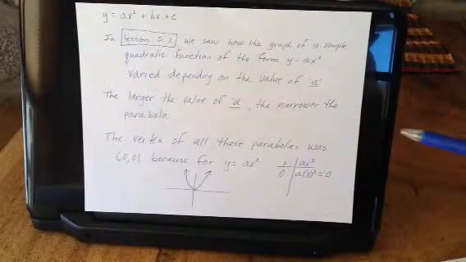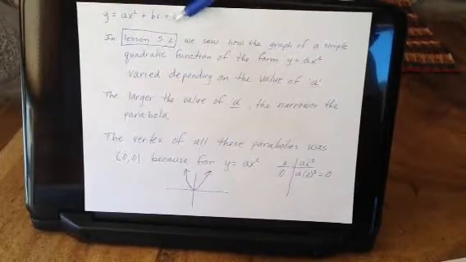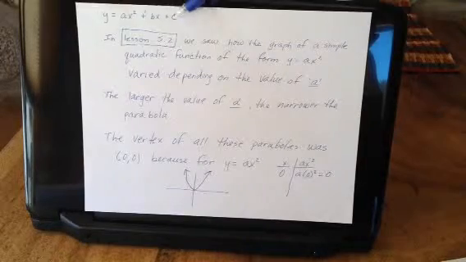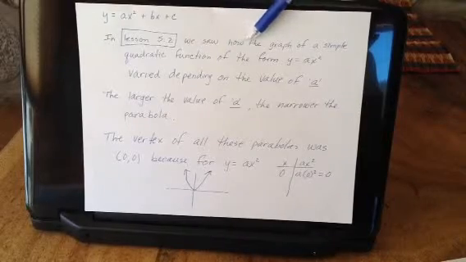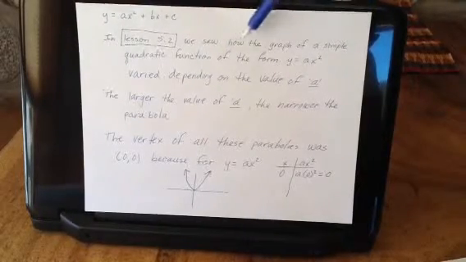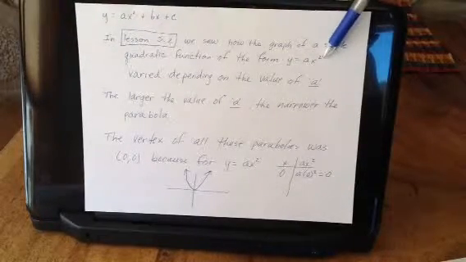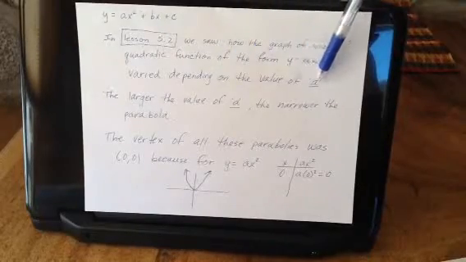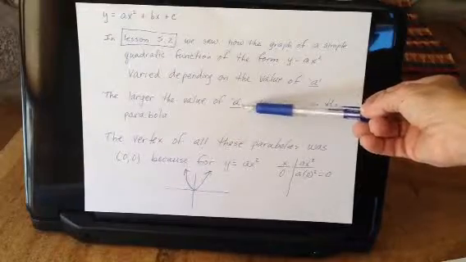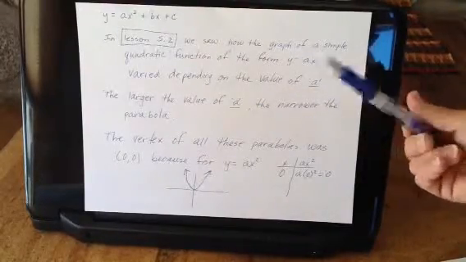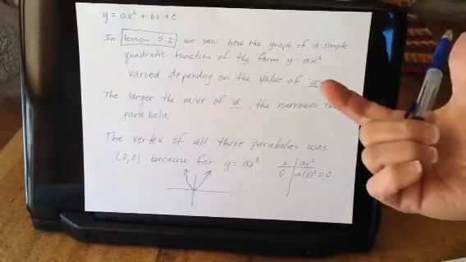Okay, so the other day when we were looking at lesson 5.2, we were working with our quadratic equation, ax squared plus bx plus c equals y. In lesson 5.2, we saw how the graph of a simple quadratic function in the form of y equals ax squared varied depending on the value of a. We noticed when a got larger, our graphs became narrower. When a was smaller, the graph got wider.